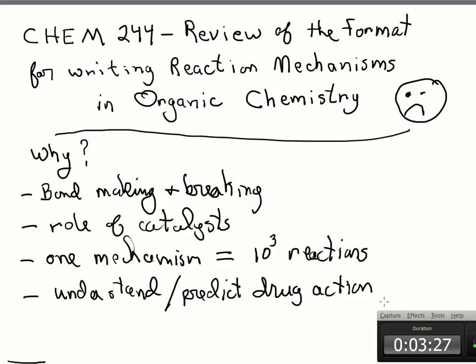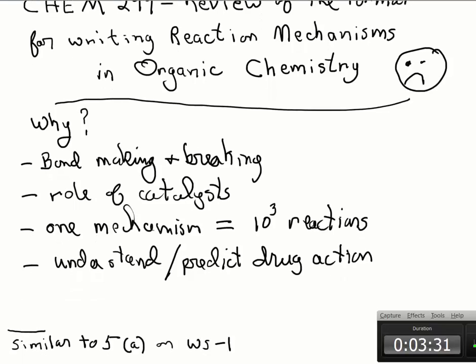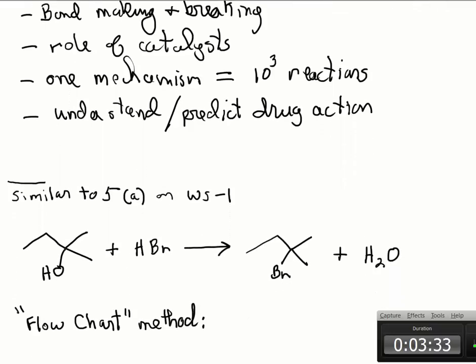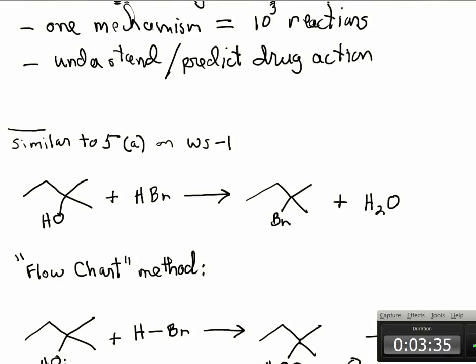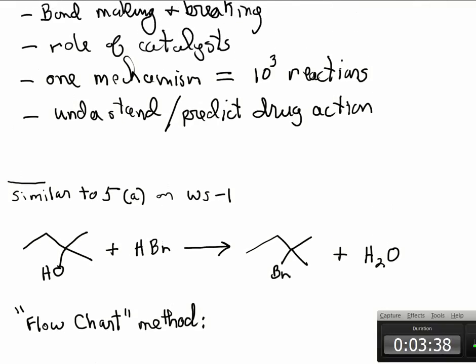All right, so what we're going to do is we're going to go through an example. And this example is going to be very similar to example 5A that's going to be on the first worksheet that you're all going to get. And what we have here is an alcohol reacting with an acid, and we see that the OH group of the alcohol is being replaced with a halogen, with the Br. So what we have here is a tertiary alcohol.